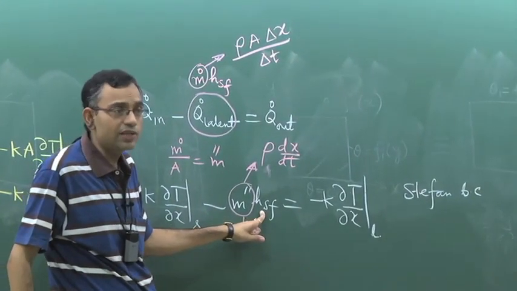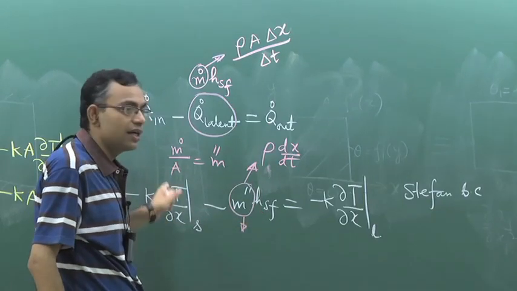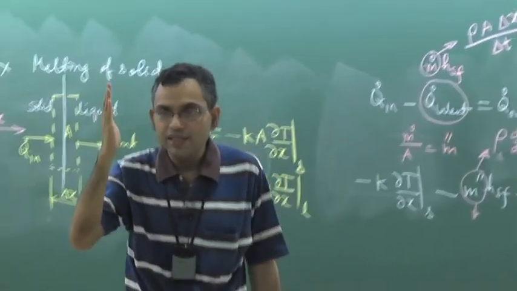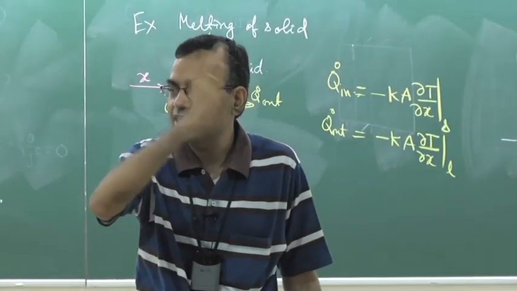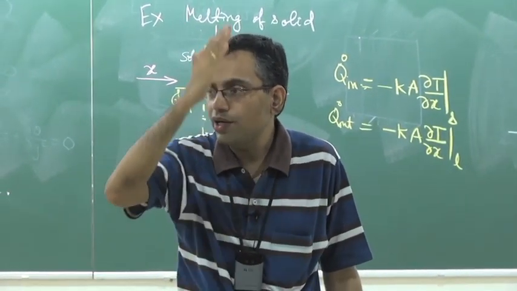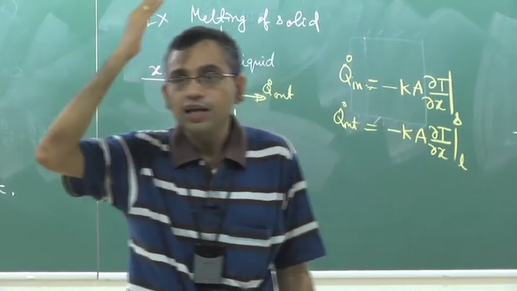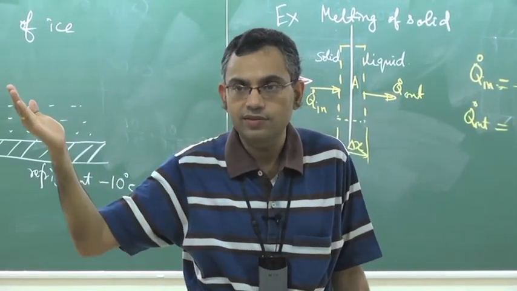So at the interface, what is the boundary condition that you have? Minus k dT/dx is continuous. Why? Because the interface cannot store thermal energy. So whatever thermal energy has come to the interface, the same thermal energy should be transferred to the other side of the interface. So minus k into temperature gradient normal to the interface, that is continuous.